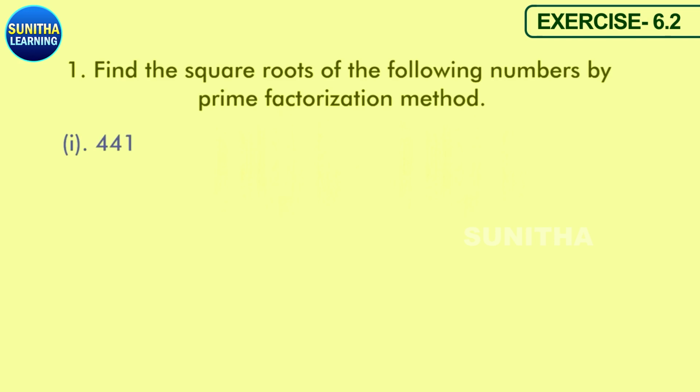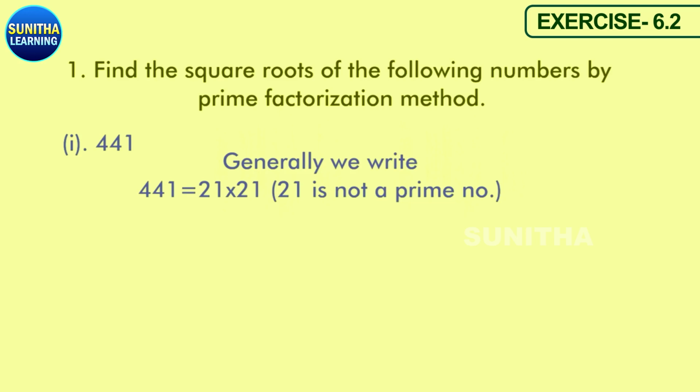Now let us do the factorization using only prime numbers. When we do the factorization of 441, generally we would write 21 into 21 is 441, but 21 is not a prime number. So we cannot write 21 into 21. So let us factorize 441 by using only prime numbers.